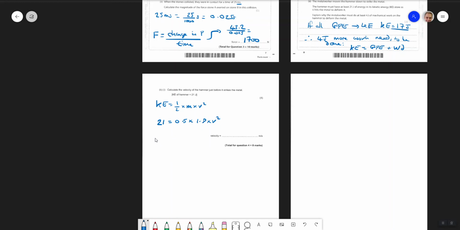So 21 divided by 0.5 is 42. So we get 42 over 1.8, square rooted, is going to equal v. And that comes out as being 4.8.